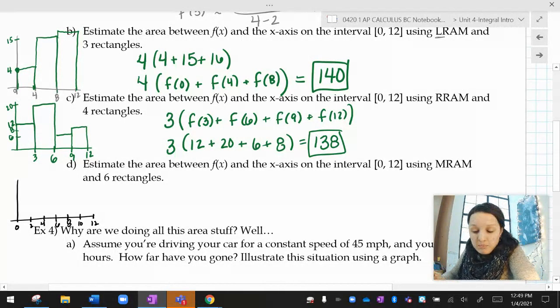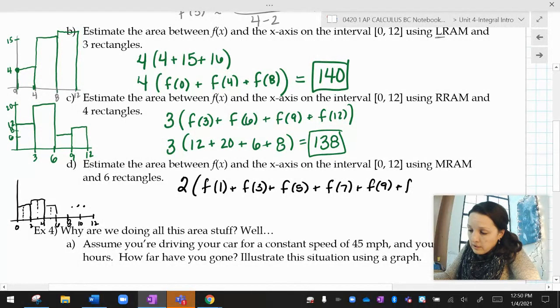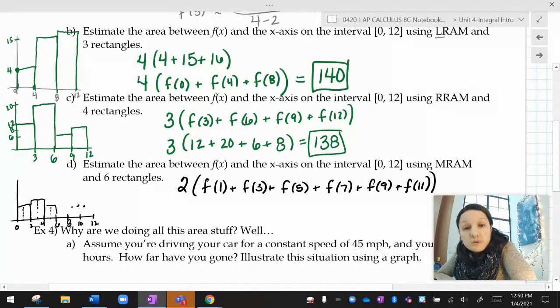And if I use the midpoint, I would need to use f of 1, f of 3, f of 5, and you get the idea, and so on. All right. So if I'm going to use midpoints, each of my widths are 2, and my heights come from all the odds, f of 1, 3, 5, 7, 9, and 11. Because those would be the midpoints of all the subintervals.